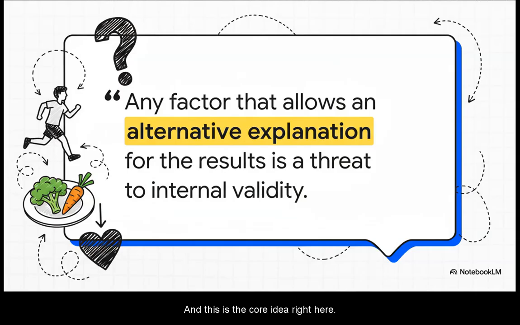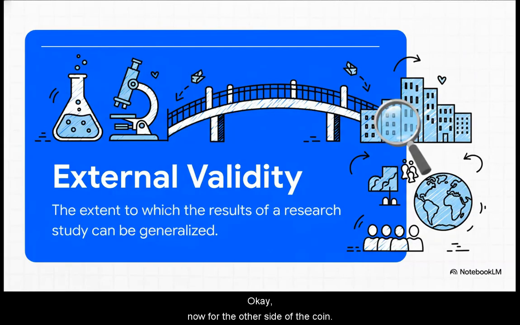And this is the core idea right here. Any little factor that sneaks in and could offer a different explanation is a threat. We call them confounding variables. In that exercise study, what if the exercise group also, by chance, started eating healthier salads for lunch? Then you wouldn't know if it was the exercise or the diet that lowered their cholesterol. The results are confounded.